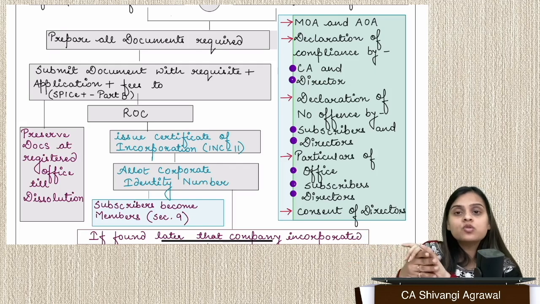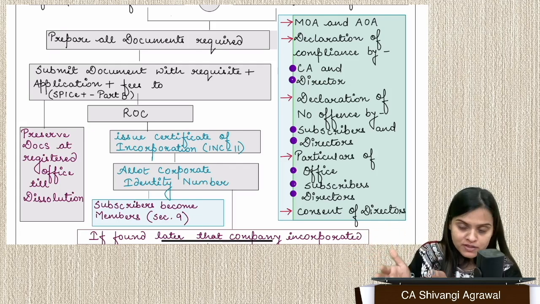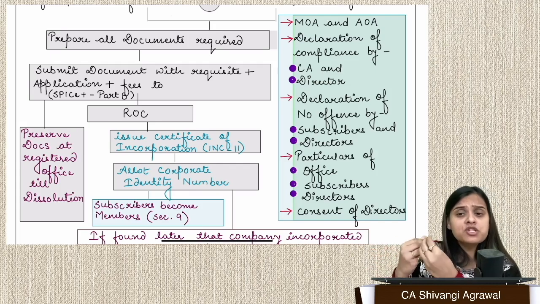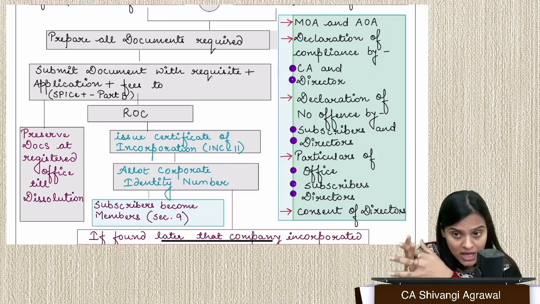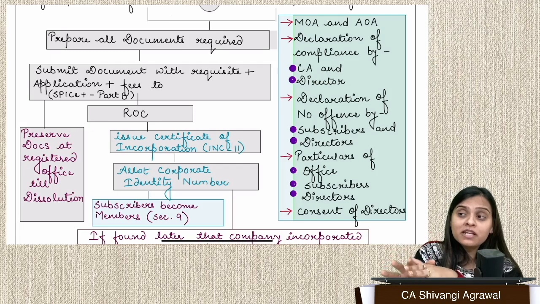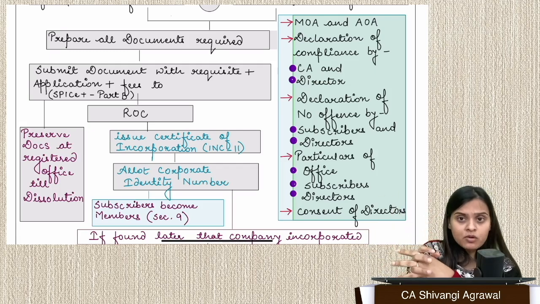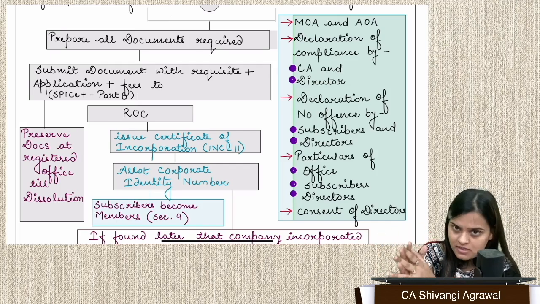Okay, there will also be another declaration that we are not convicted of an offense in the formation or promotion or management of the company. And whatever information we are furnishing to ROC, it is true to the best of my knowledge and belief, right? We have not been involved in the last 5 years in fraud with respect to company law. So this is a declaration which all the subscribers and the first proposed directors give.